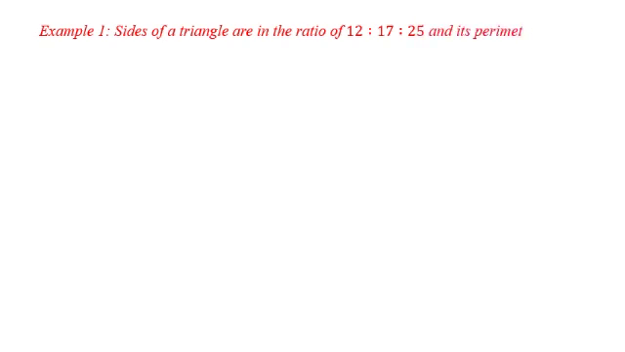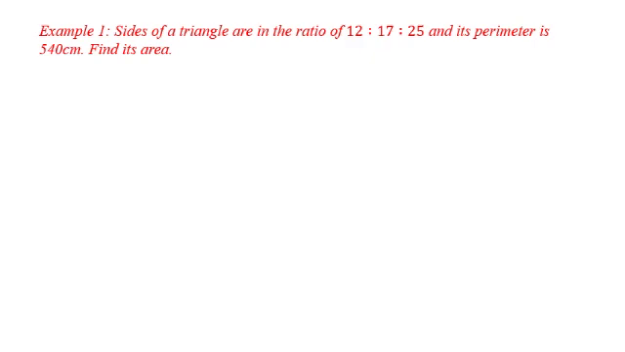Let us now proceed to solve a problem based on Heron's formula. So here we have the first question, which says: sides of a triangle are in the ratio 12 is to 17 is to 25 and its perimeter is 540 centimeter. Find its area. So here the sides of the triangle are given in the ratio and its perimeter is given. We have to find its area.